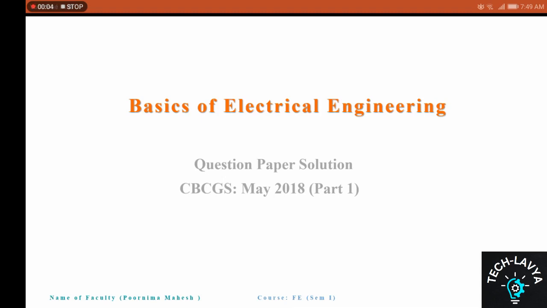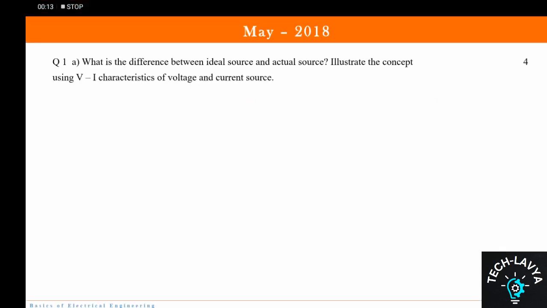Today we are starting the May 2018 question paper, and in today's lecture we are going to discuss part 1 of that solution. So let us see what the question is. The first question will have 6 subsections, and out of those 6 you have to attempt any 5. Each question comprises 4 marks. Let us see the first question, A: What is the difference between ideal source and actual source? Illustrate the concept.